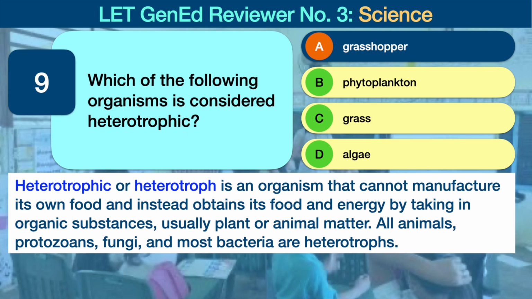In contrast, an autotroph is an organism that can produce its own food using light, water, carbon dioxide, or other chemicals. Because autotrophs produce their own food, they are sometimes called producers. Examples of autotrophs are most plants, algae, cyanobacteria, seaweed, phytoplankton. All the given choices above are autotrophs with the exception of grasshopper.